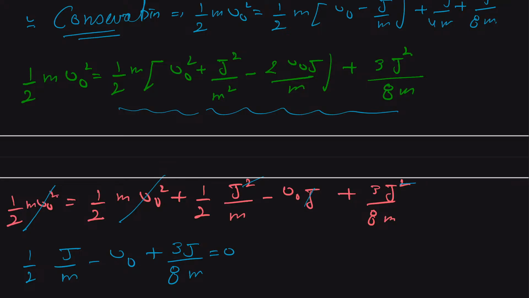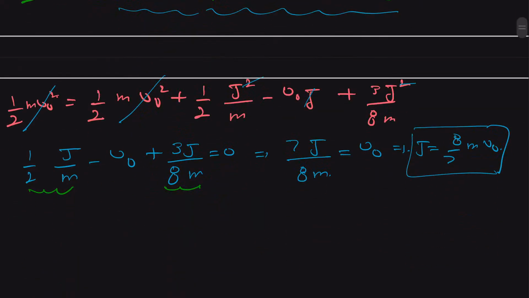And we can combine these two terms. We can take 8m as the LCM, and this comes as 4 plus 3 is 7. So this comes as 7j is equal to 8 m v naught. So from here we can say that j will be equal to 8 by 7 m v naught.